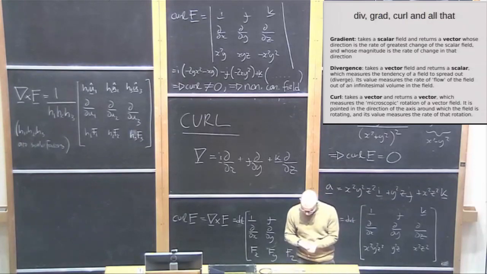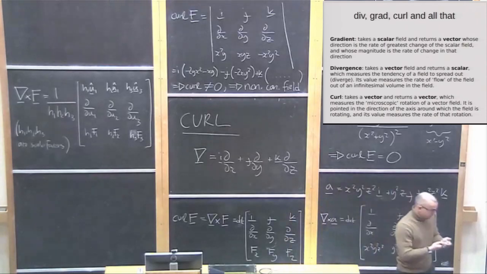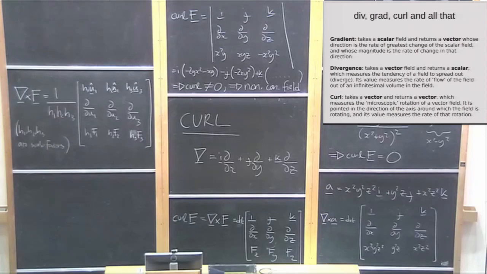I'm sure I've bored you senseless repeating this stuff over the last few weeks, but these are the 3 new operators which you've come across in this course: divergence, gradient, and curl. So let's just do a quick reminder of these again. The gradient takes a scalar field, often referred to as a scalar potential, and it returns a vector field whose direction is the rate of greatest change of the scalar field, and whose magnitude is the rate of change in that direction.